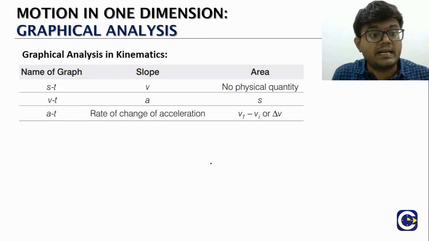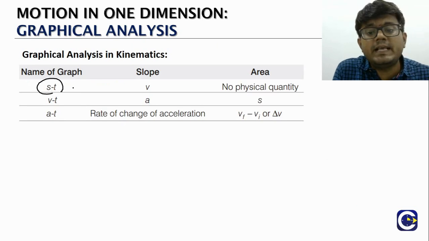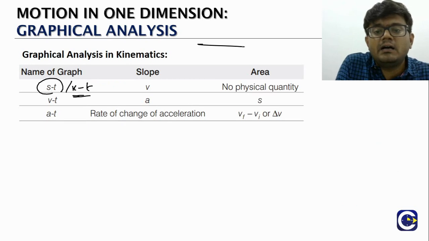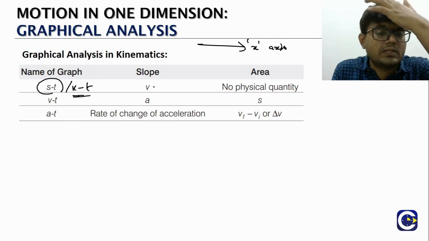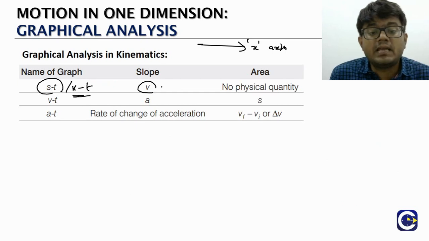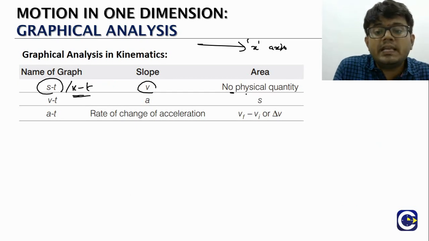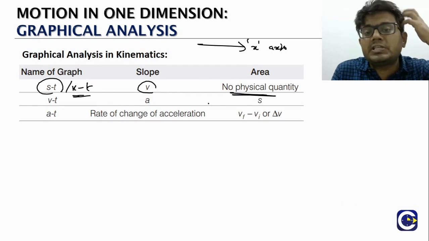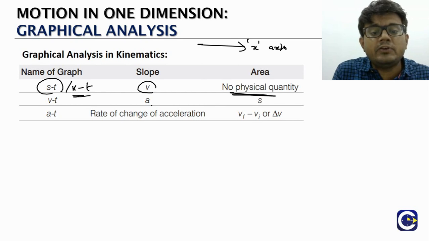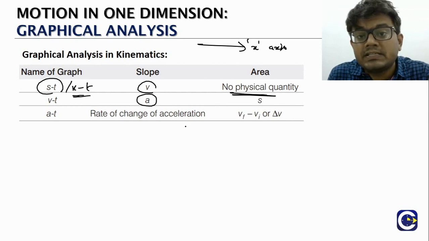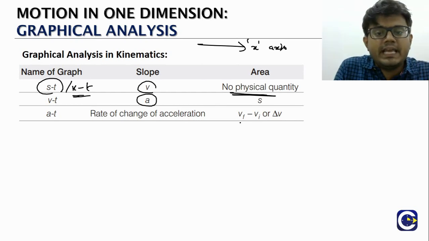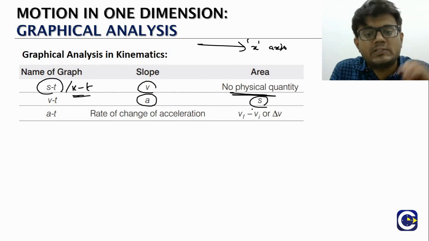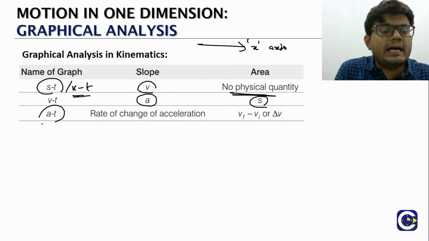So we'll just try to summarize it. We have the displacement time, or we can say position time graph. Here x means we are assuming that the particle is moving along the x-axis. For this, if you take the slope of the tangent, that will give us the instantaneous velocity. Here area, we have not even talked about it, because area doesn't have any significance for the position time graph. For the velocity time graph, if you take the slope of the tangent, it gives us the instantaneous acceleration. If you take the area between 2 points, it will give us the overall displacement.